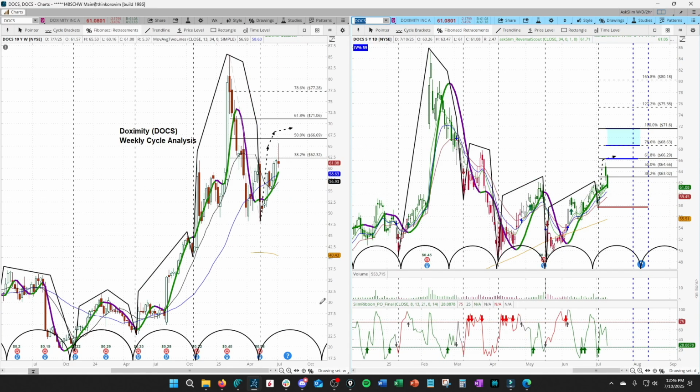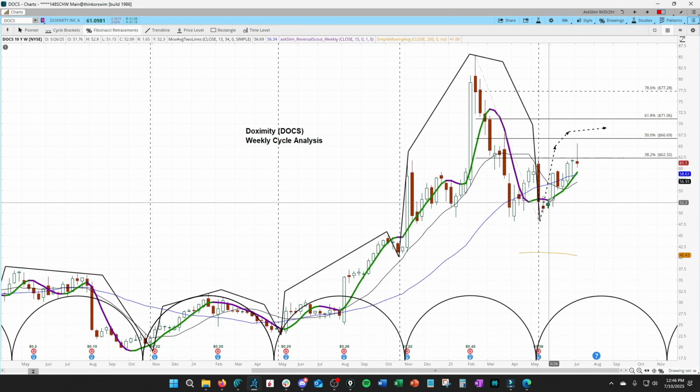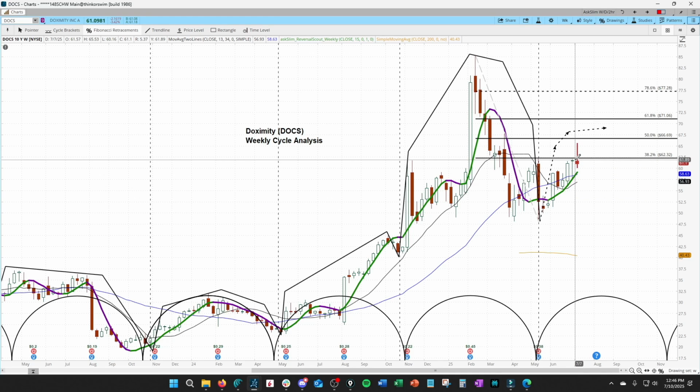DOCS, Doximity Corp. So here on the intermediate term, we had a low that formed a little bit of a base here, but acting, I would say, quite weak relative to the overall market right now. 62.32 to 71 are the levels.